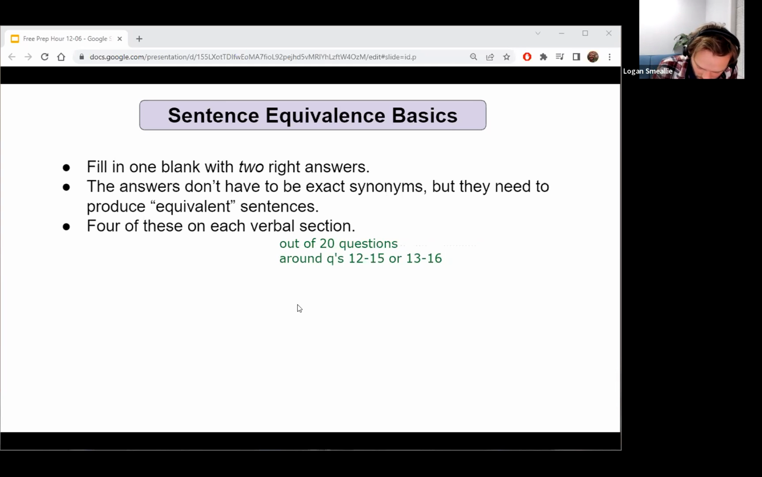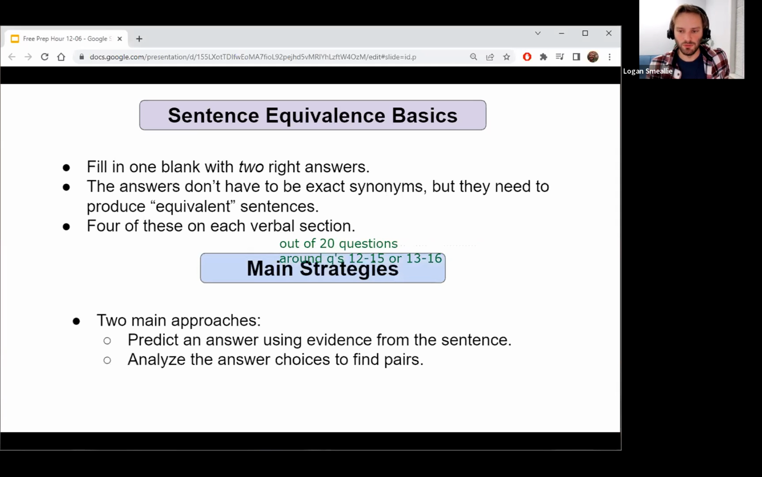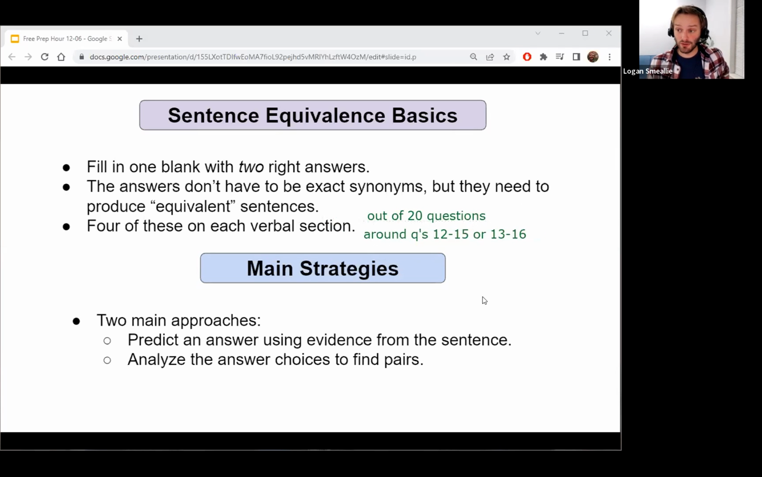These are actually one of my favorite types of question on the verbal side, and that's because we have 2 pretty good ways of going about them. So there's 2 ways that you can handle these sentence equivalence questions, and we're going to look at plenty of them tonight, so you'll get to practice.